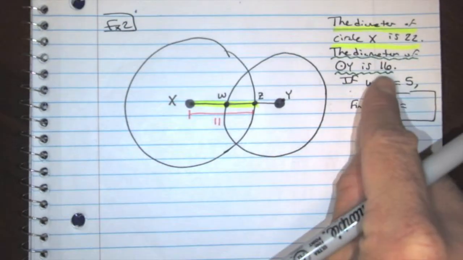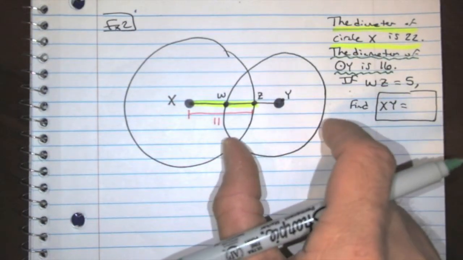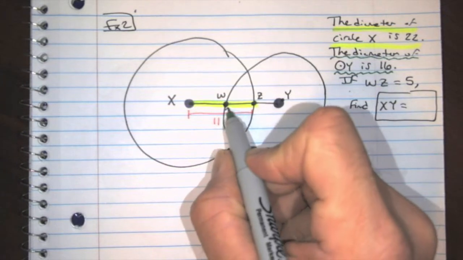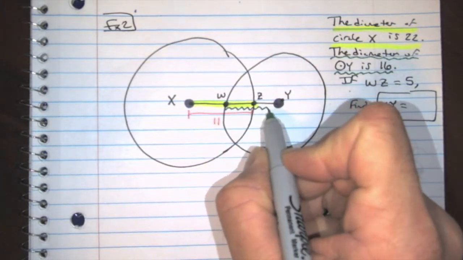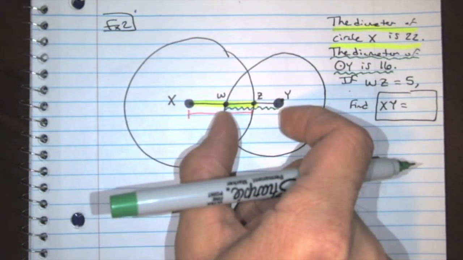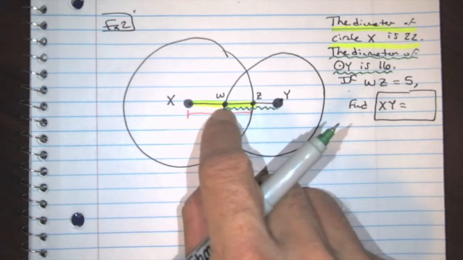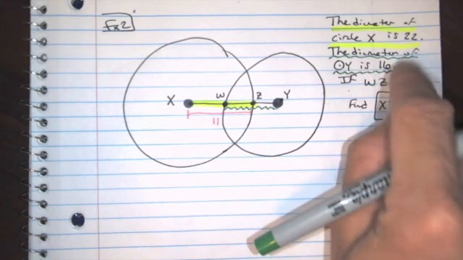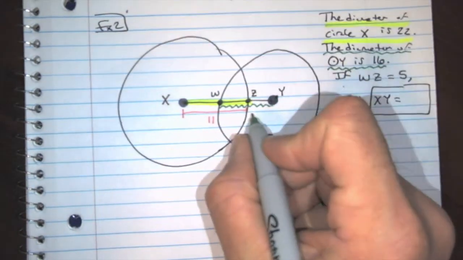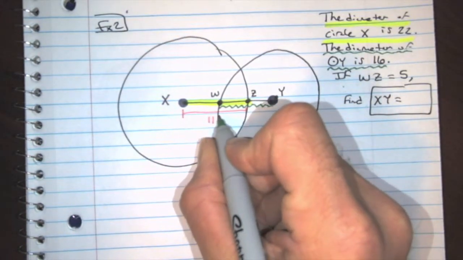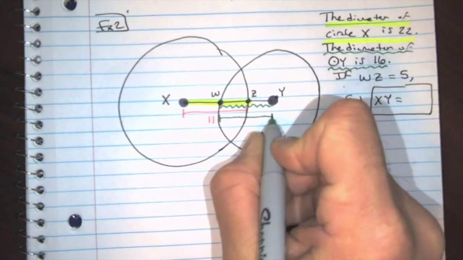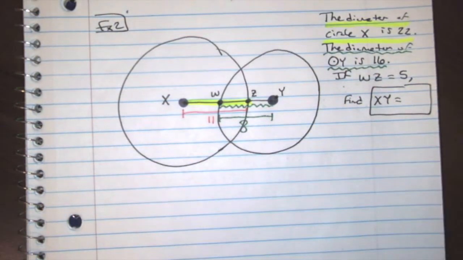If the diameter is 16, I'm looking at the small circle, then from here to here is the radius, right? The radius of a circle starts at the center and goes up to one of the endpoints. That has to be half of the diameter. The diameter is 16, so this has to be 8. So from W to Y is 8.